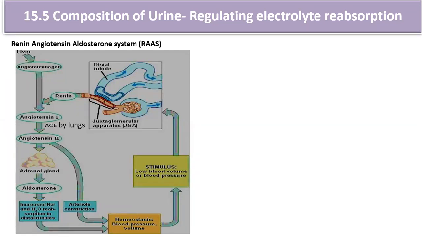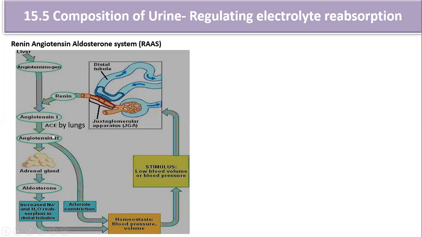Now that angiotensin 1 is converted into angiotensin 2. Angiotensin 1, which is 10 amino acids, is now converted into angiotensin 2, which has 8 amino acids. That means 2 amino acids are removed by angiotensin converting enzyme.